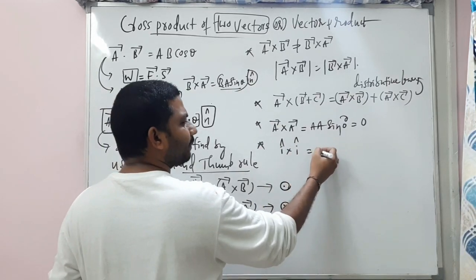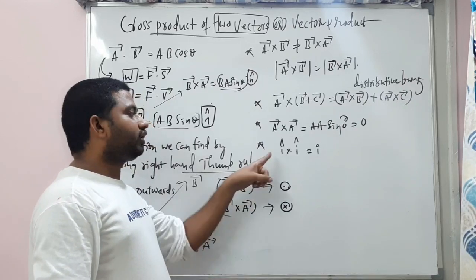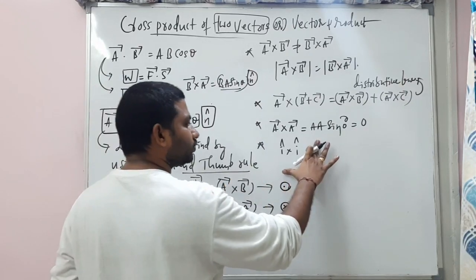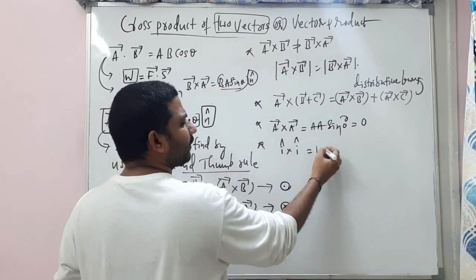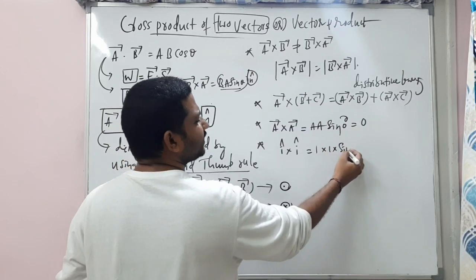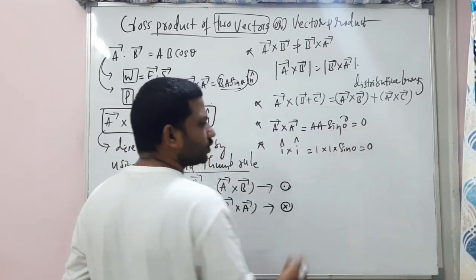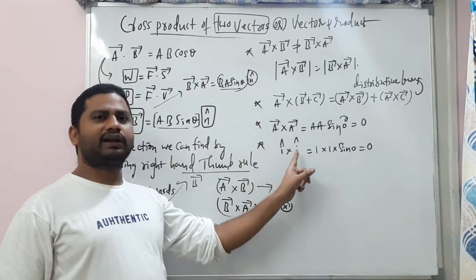Magnitude of i cap is 1. I cap is a unit vector whose magnitude is 1. Magnitude of another i cap is 1 into sine 0 degrees, so it's sine 0, which is 0. Understand? Same as a bar cross a bar, i bar cross i bar.